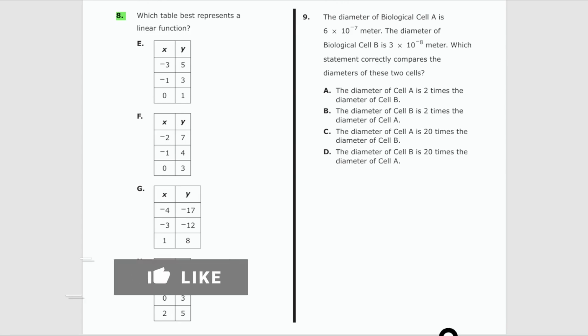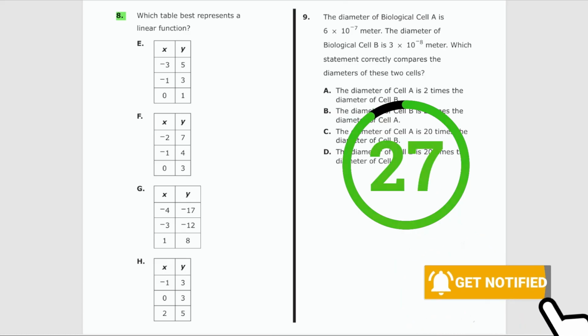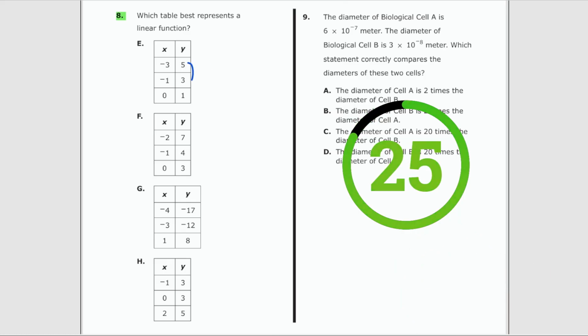So, how can you do this problem in 30 seconds or less? Which table best represents a linear function? Let's look at these 2 points. It is 3 minus 5 over positive 2, which is minus 1. Look at these 2 points. It's minus 2 over 1.